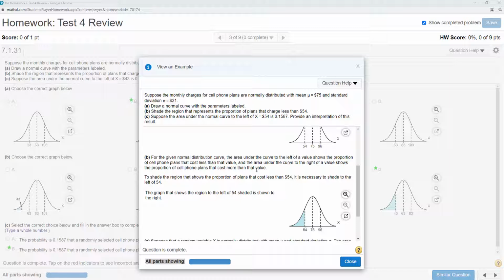Then it asks us to shade the region. For any normal distribution curve, the area underneath the curve to the left of a value shows the proportion of the cell phone plans that cost less than that value. So for the shaded region, it's less than $54. Shaded to the right will be values that are more than that. So to shade the region that costs less than 54, you would shade this region here. These are all the possibilities for less than 54.